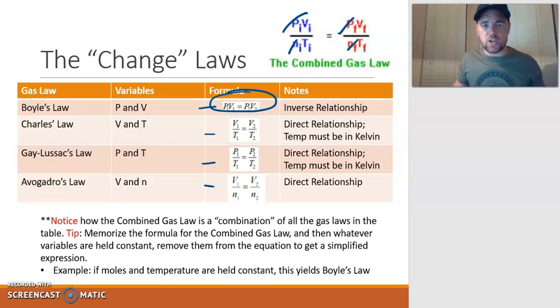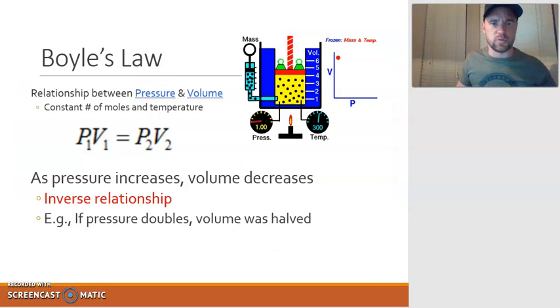Before we move on, I just wanted to read this down here. Notice how the combined gas law is a combination of all of that. So this right here is just talking about what I just mentioned, where as long as you know the combined gas law's equation, you can figure out all these other equations down here. So without further ado, let's get into it.